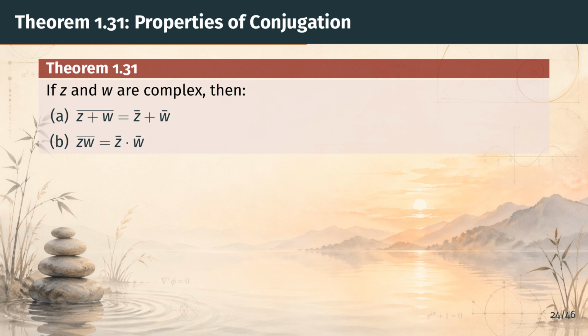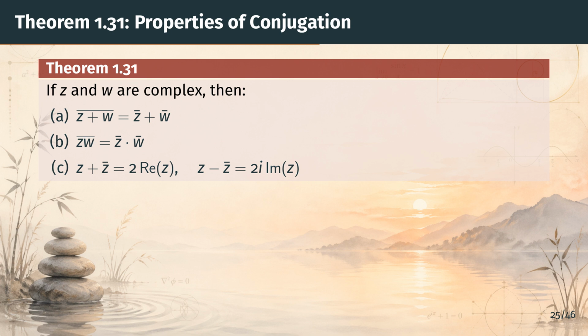Next, let's see how conjugation helps us extract the real and imaginary parts. Part C gives us formulas for extracting the real and imaginary parts using conjugation. The idea is that adding z and z bar cancels the imaginary parts, leaving twice the real part. Subtracting cancels the real parts, leaving twice the imaginary part. These identities will be useful shortly when we prove the triangle inequality.